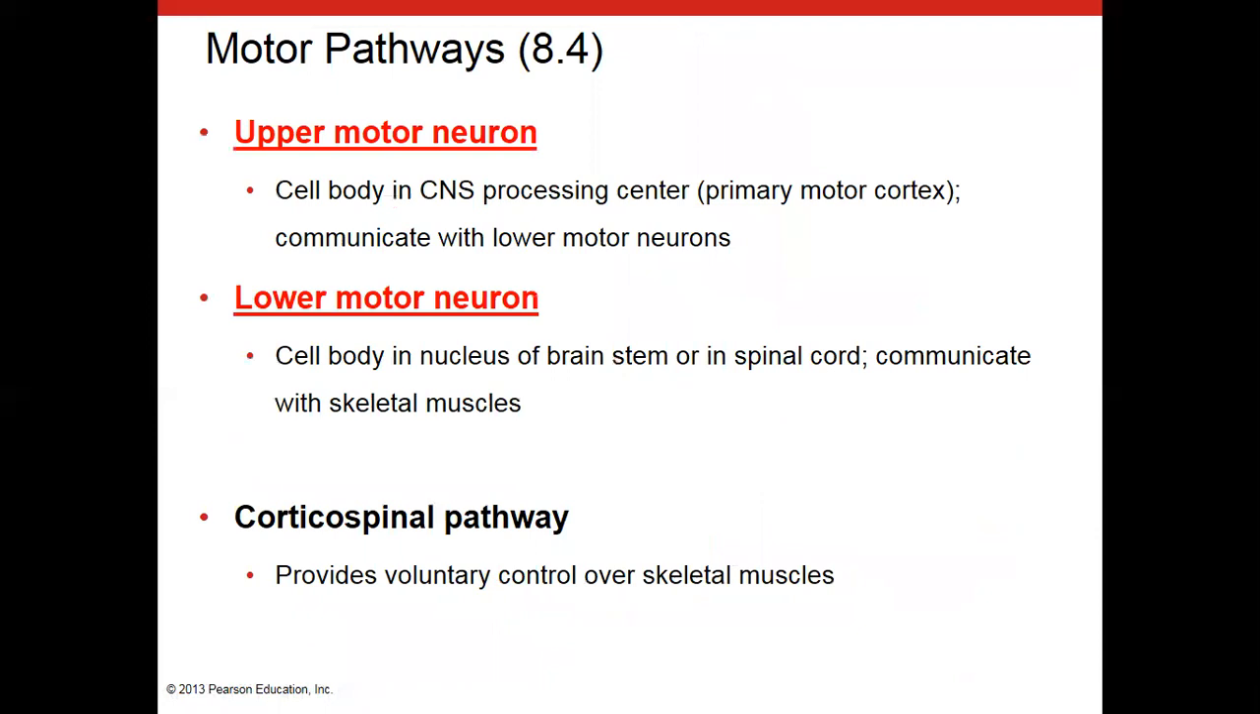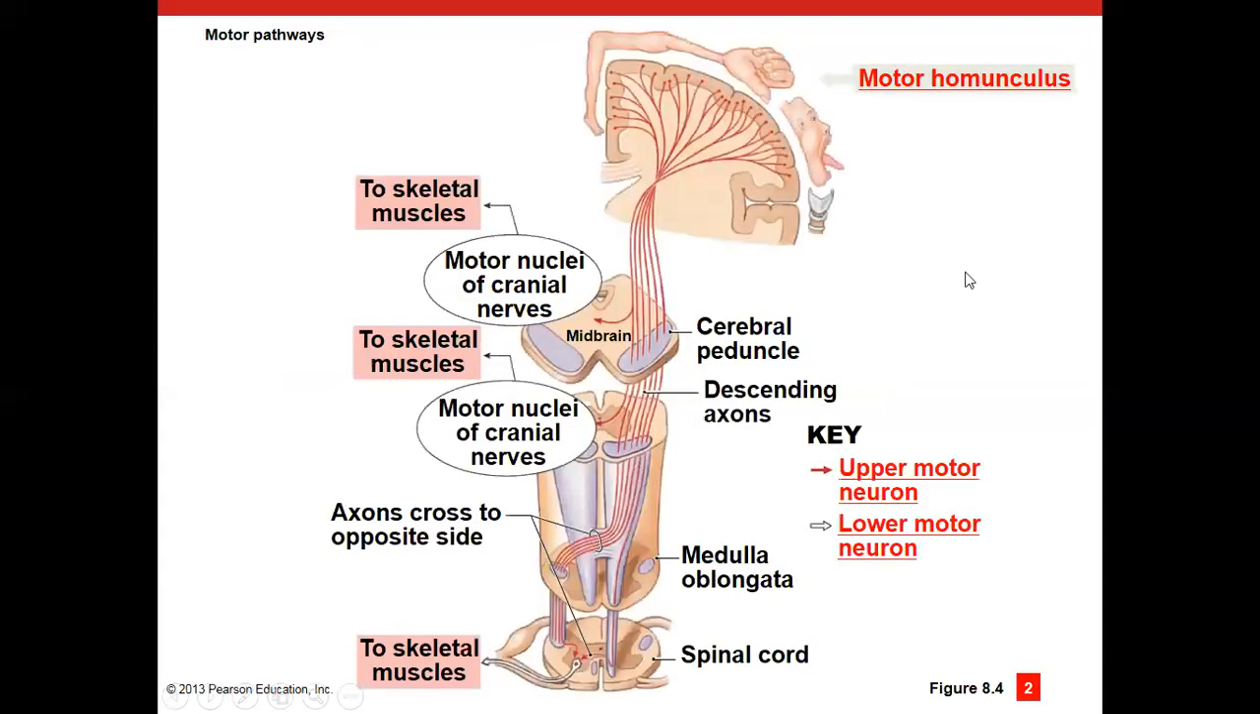Motor pathways only use 2 neurons. And those motor pathways use what's called an upper motor neuron. Its cell body is located in the primary motor cortex. So we just talked about the primary sensory cortex where sensory information is sent. That sensory information gets integrated, and then the primary motor cortex uses that integrated information and decides what to do about it. And that upper motor neuron receives that information about what to do and sends information to the lower motor neuron. And the lower motor neuron, basically, its cell body's in the brainstem or spinal cord, and its axon communicates to skeletal muscle. An example of a specific pathway is the corticospinal pathway that we'll see here on the next slide.